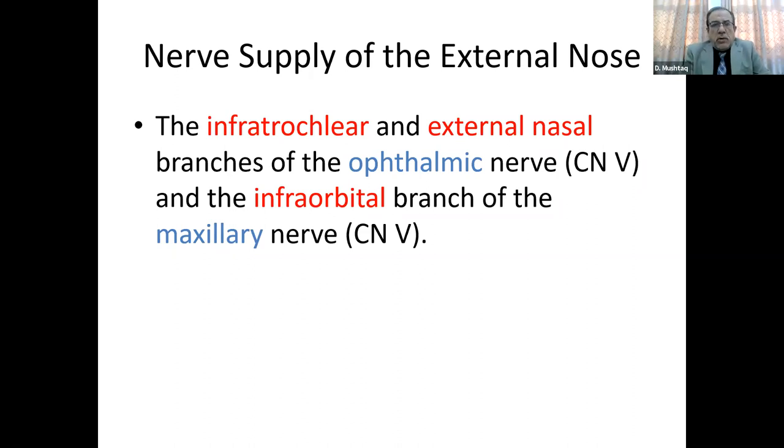The nerve supply of the external nose consists of the infratrochlear and external nasal branches. The external nasal branch of the ophthalmic nerve is the first division of the trigeminal nerve. The infratrochlear supplies this area, and the external nasal nerve supplies the dorsum. Another branch is the infraorbital branch of the maxillary nerve, which is the last, most external part of the maxillary nerve, passing through the infraorbital foramen to supply the external part of the nose.